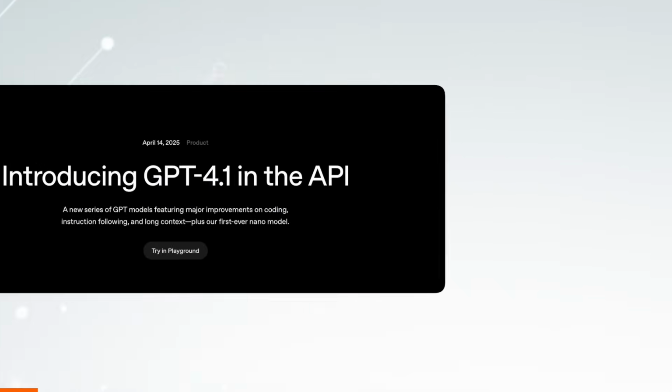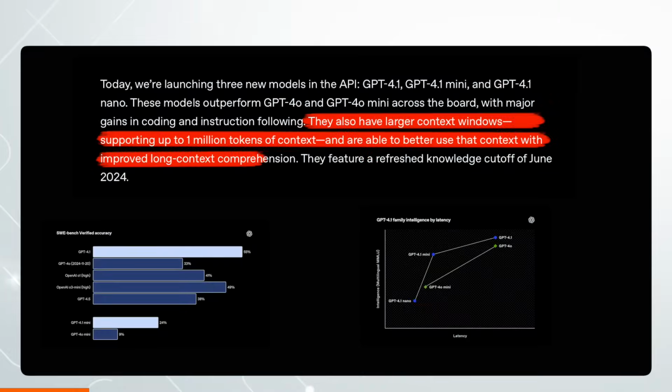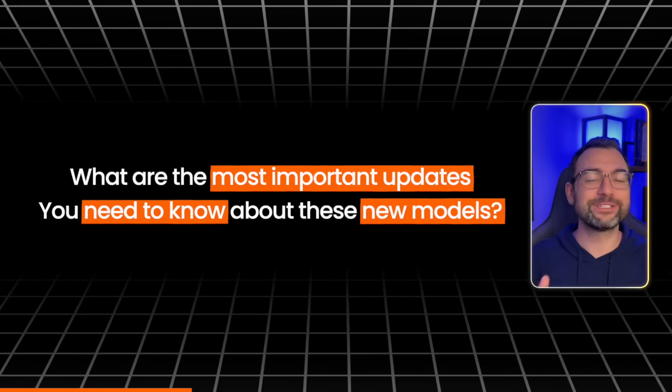Hey guys, OpenAI just released three brand new models, GPT-4.1, 4.1 Mini, and 4.1 Nano, and these new models come with some very exciting new features. And in the rest of this video, we're gonna answer two questions. First, what are the most important updates that you need to know about these new models as a developer?